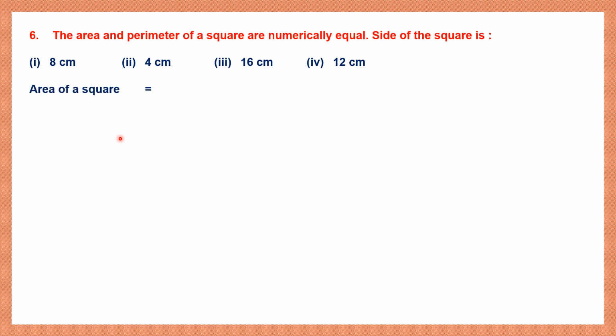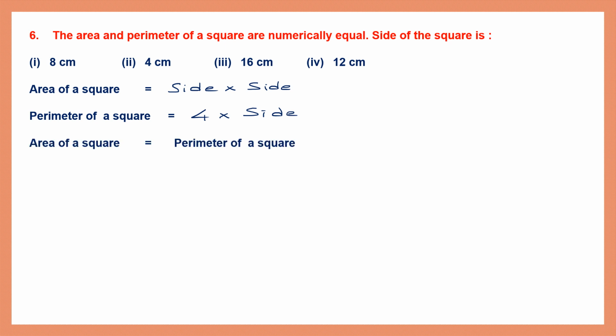So here area of a square. What is the formula? It is side square or side into side. This is the formula for area of a square. What is the formula for perimeter of a square? That is 4 into side. Now what does the question say? The area and perimeter are numerically equal. So area of a square is equal to perimeter of a square. Let's substitute with the formula.